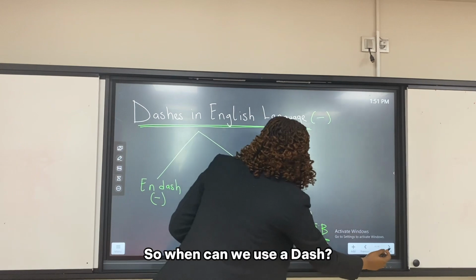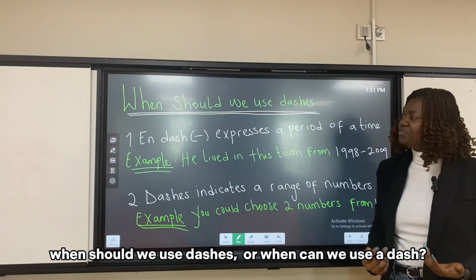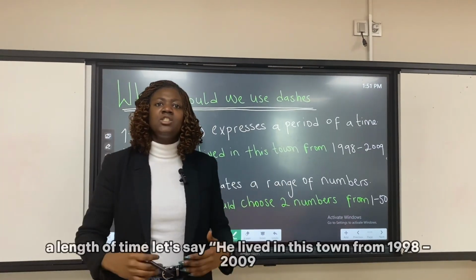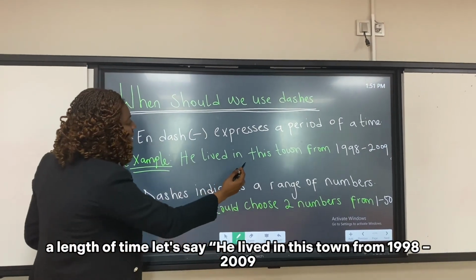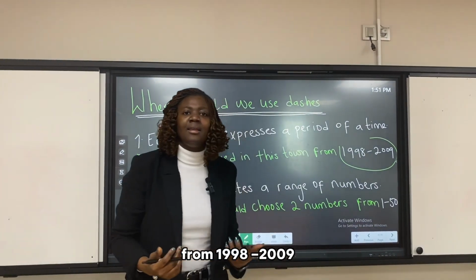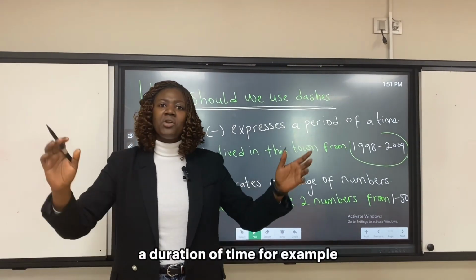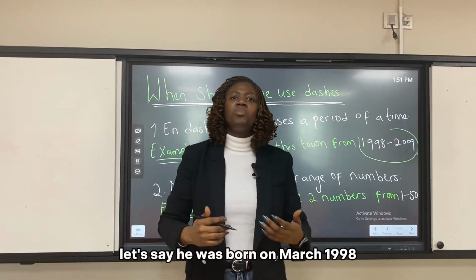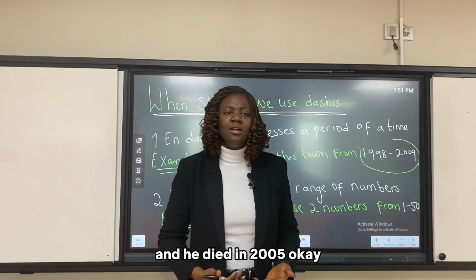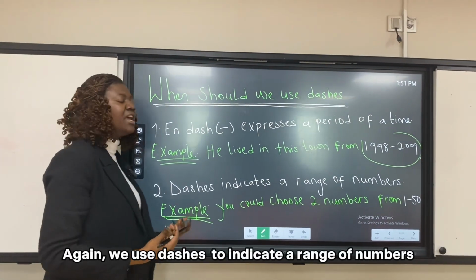So when can we use a dash? We need to know when we should use dashes. For example, an N dash is used to express a period of time, a length of time. Let's say he lived in this town from 1998 to 2009. So an N dash is used to express a duration of time. For example, let's say he was born in March 1998 and he died in 2005. Okay?